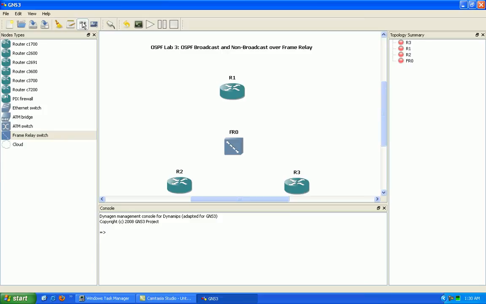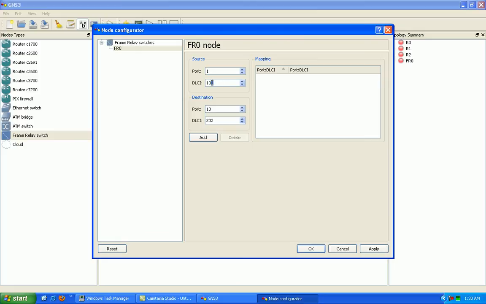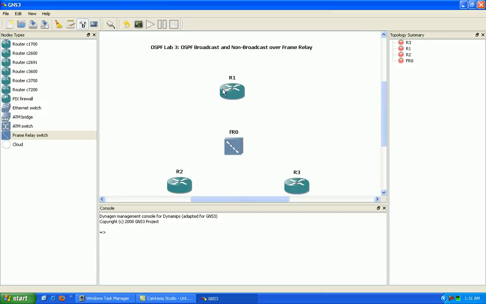So let's go ahead and get this frame relay switch configured on here. Port 1 is going to be 102 and port 2 is going to be 2-1, and we're going to be using port 1 as well to go 1-3, and then port 3 is going to be 3-1. So pretty simple mapping here within the DLCIs on the frame switch.